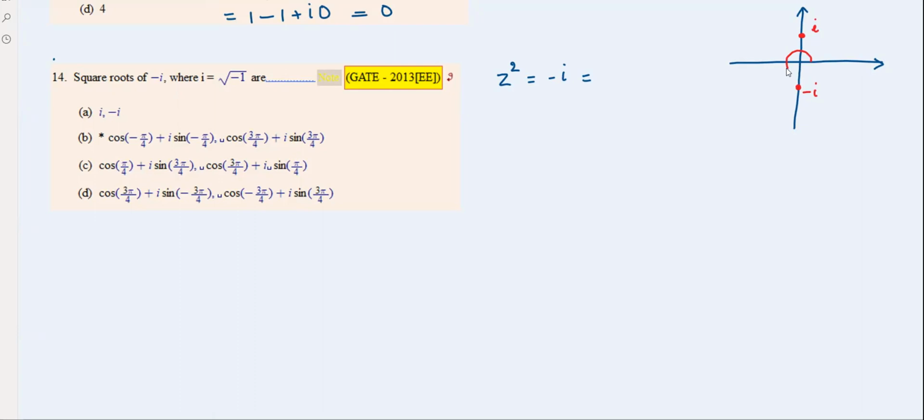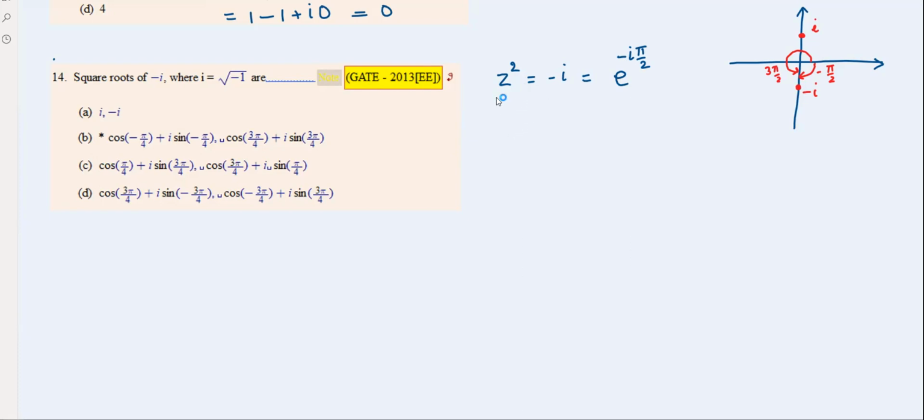So you can write this as 3 pi by 2, or we can write this as minus pi by 2. So minus I can be written as e power I times minus pi by 2. This is the polar form of a complex number, cos of minus pi by 2 plus I sine minus pi by 2. So this is e power minus I pi by 2.